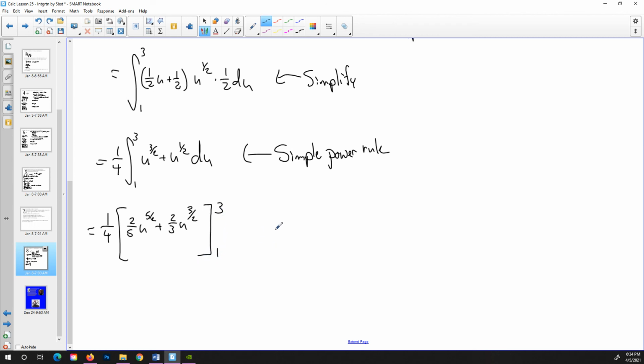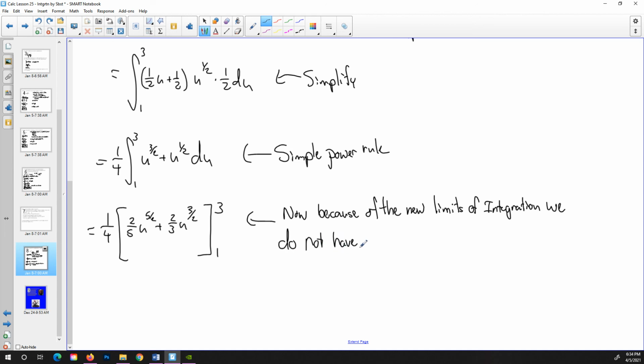And so now what we have done is, because of the new limits of integration, we do not have to resubstitute for u equaling 2x minus 1. And we can just plug in our new limits of integration.